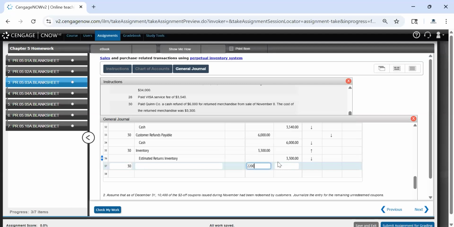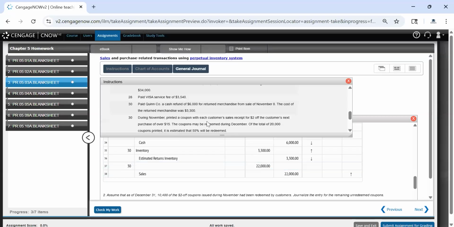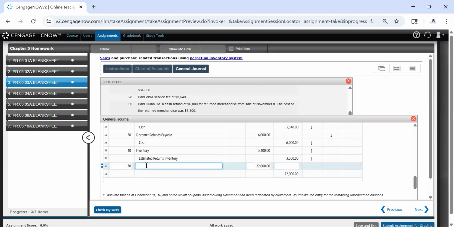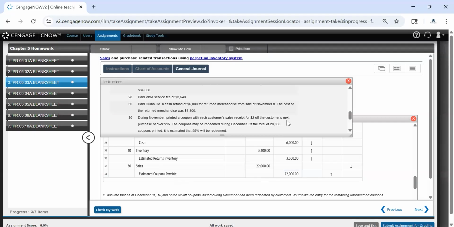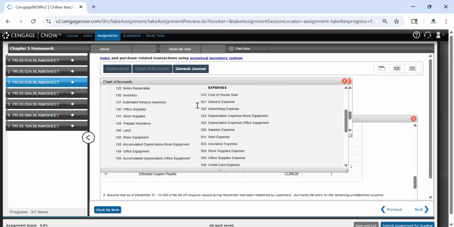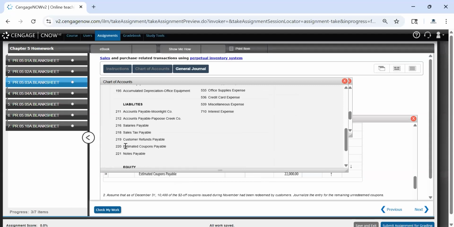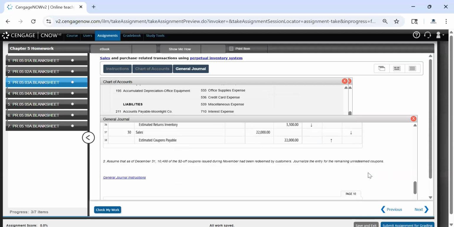So we need to record a $22,000 accrual, reducing our sales for this month because these coupons were used to help increase our sales this month. So we need to reduce our sales. That's going to be a debit to sales. And then we're also going to credit estimated coupons payable, which is in our chart of accounts.